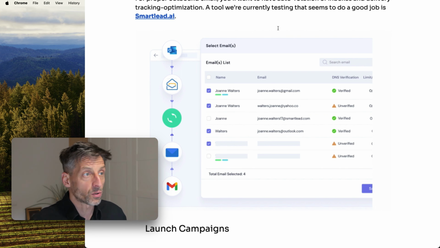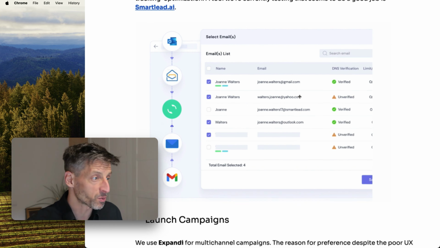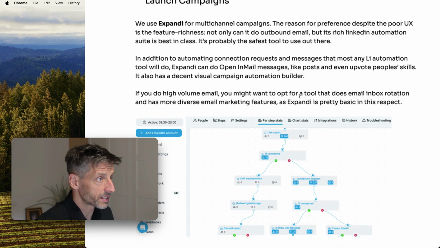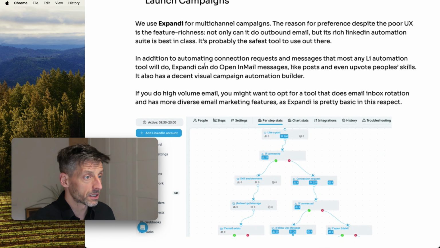Okay. So if you're doing some heavy outbound email, which we usually don't because we don't need to, LinkedIn and all the other stuff does a fairly good job for us, then you want to use something like this. And this is the only tool, it's Smartly.ai, that we haven't actually tested that much yet. We're just getting into it now. So this is the only tool in this list that we don't have extensive experience with. Okay, but what we do use on a day-to-day basis is Expandy.